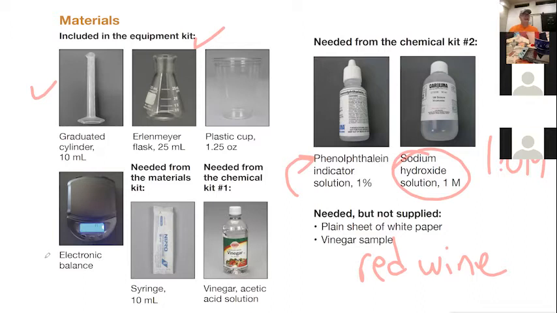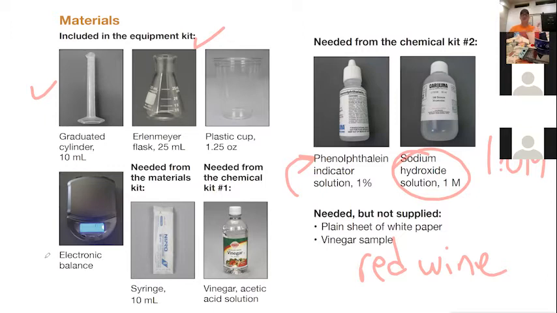Why is it called an indicator? It helps indicate whether it's an acid or base. Yeah, it indicates the change in pH. It indicates the reaction is taking place.